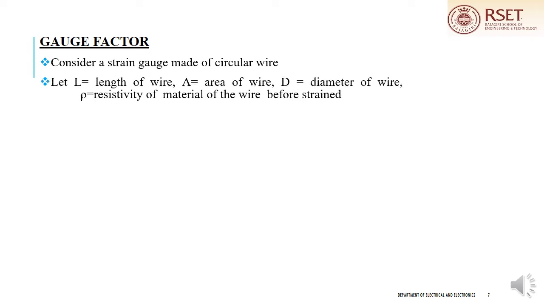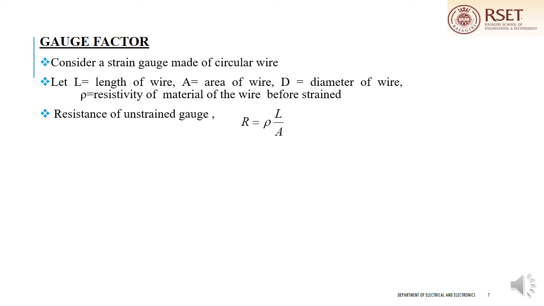Now consider a strain gauge made of circular wire. Let the parameters associated with the circular wire be L being the length, A being the area, D the diameter of the wire, and ρ the resistivity. These parameters are considered before the wire is strained. Let the resistance of this unstrained gauge be R = ρL/A.